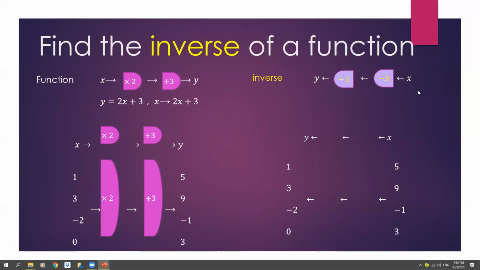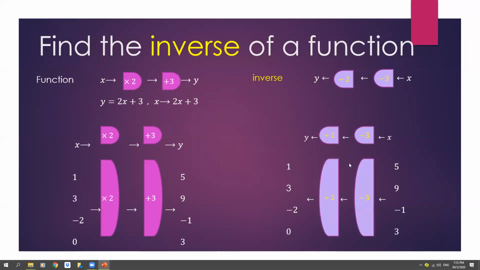All right. So when you go backwards, you have to go from here to here. So you change the sign. Plus becomes minus. Times becomes divide. Okay. So in the end, you can see from here, the number 5, if I -3, I get 2. 2, if I divide by 2, see, I get 1 back. All right. So the same thing, 9, if I -3, I get 6, right? 6, I divide by 2, see, I get back 3.